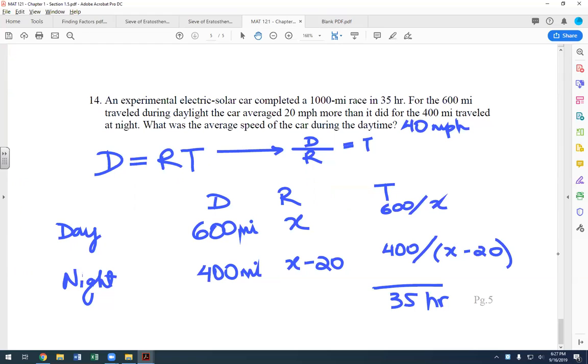Any questions on our number 14 here? Okay.